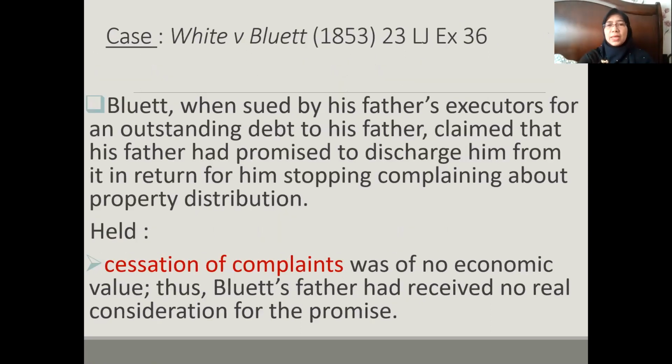This is what happened in the case of White and Blewett, 1853. So who was Blewett here? Blewett was sued by his father's executors, because Blewett had some outstanding debt to his father. And Blewett, the son, claimed that his father had promised to discharge him from the debt. In consideration of what? In return for him to stop complaining about property distribution.